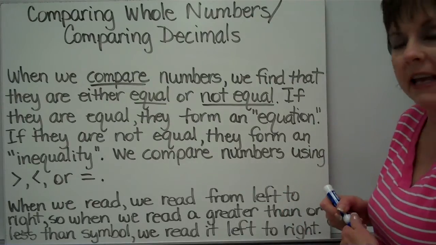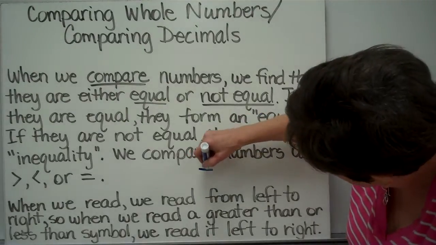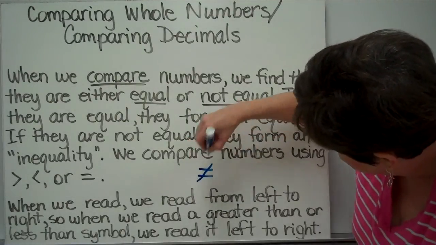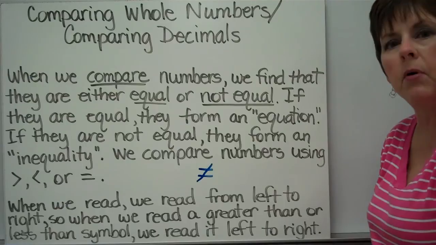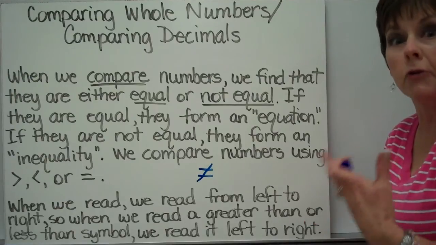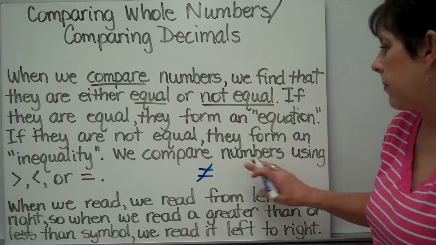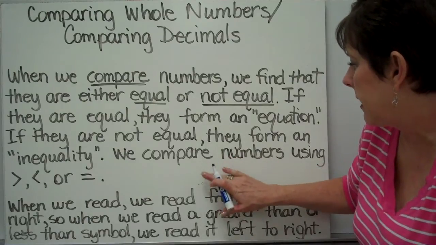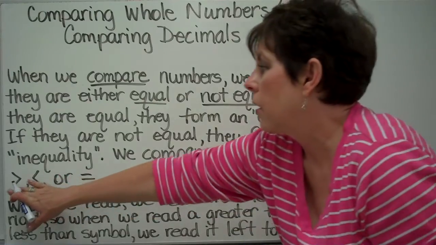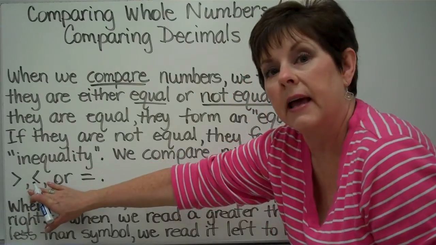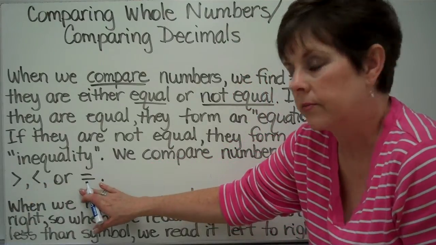And if they are an inequality, we indicate this by drawing that symbol. In other words, it looks like not equal. That's an inequality. We compare numbers this year. We'll be comparing numbers using greater than, less than, or equal to.